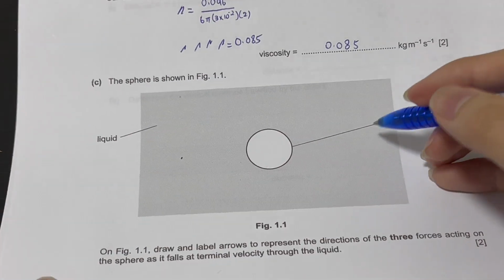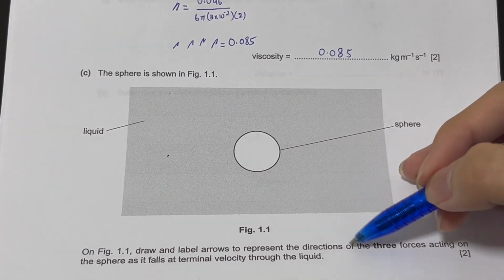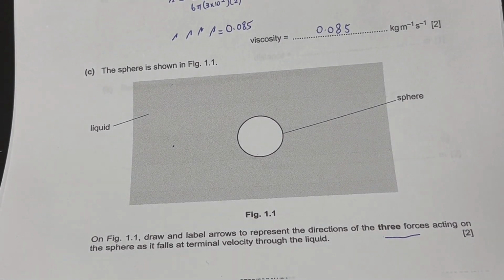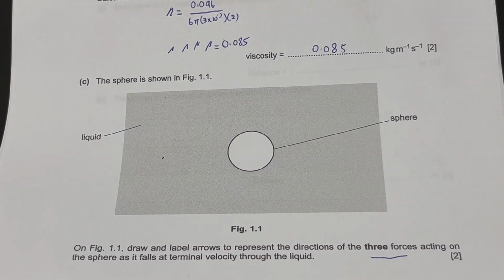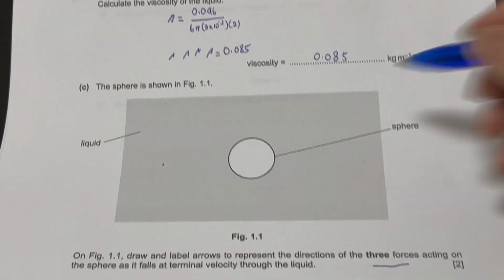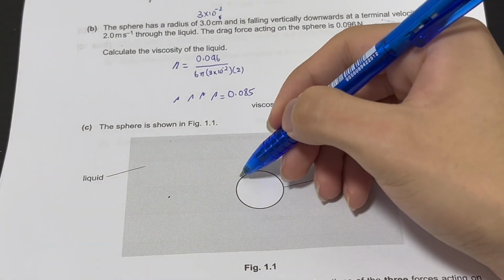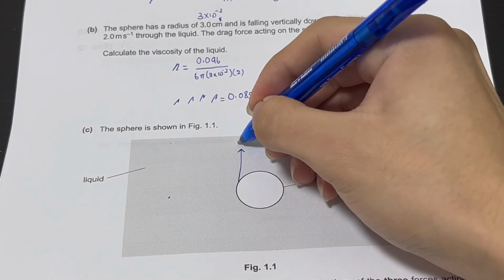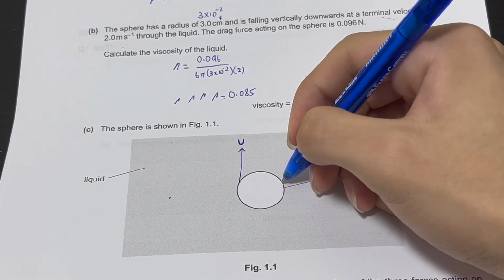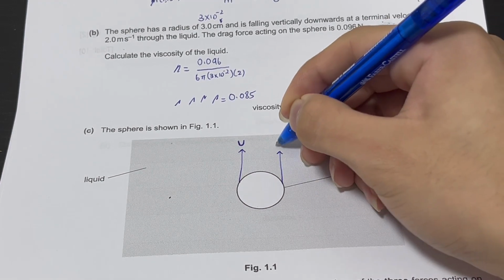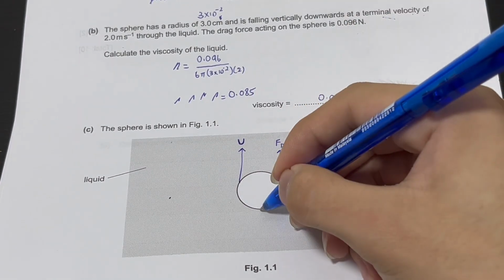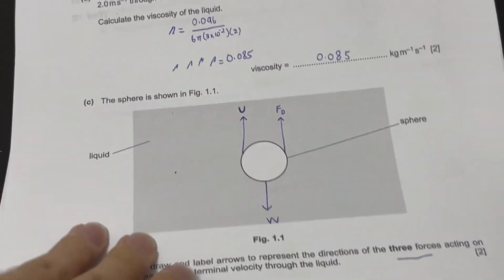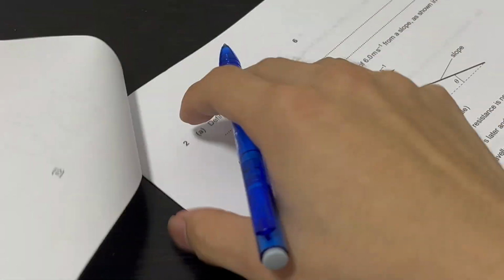Okay, now we have to label the directions of the 3 forces acting on the sphere as it falls at terminal velocity through the liquid. So we have 2 upward forces. One is the upthrust, and the other one is the drag force. And the one downwards is the weight of the ball. Right, there we go.